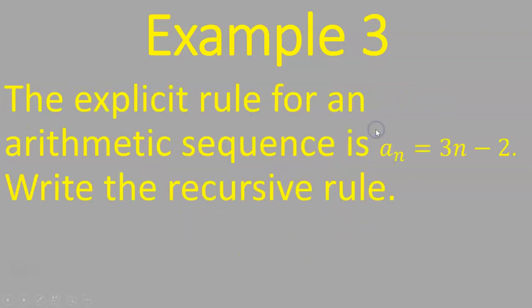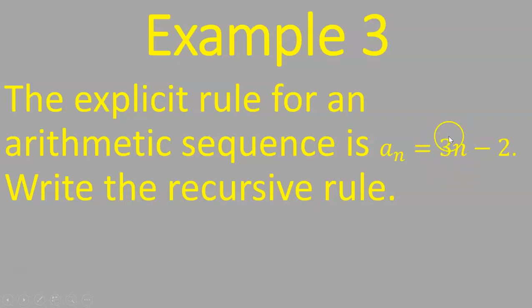A third and final example: the explicit rule for an arithmetic sequence is given by this. Okay, so this is explicit. Remember, if you don't see a sub n minus 1, then it's explicit. Only if you see a sub n minus 1 is it recursive. Write the recursive rule. Well, studying this, if you remember, the common difference is like the slope. If you recognize y equals mx plus b, this is the same look as y equals mx plus b. It's not the same letters, but 3 is in the same sort of m position. So that is your common difference.